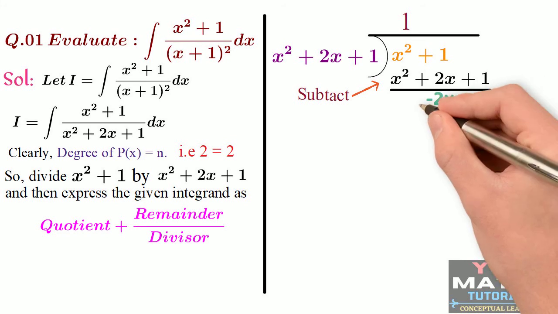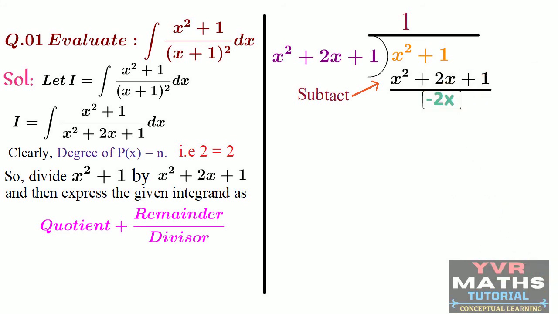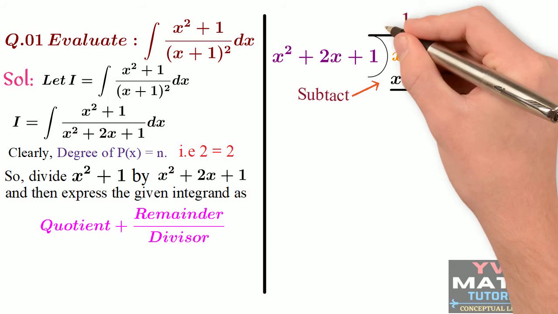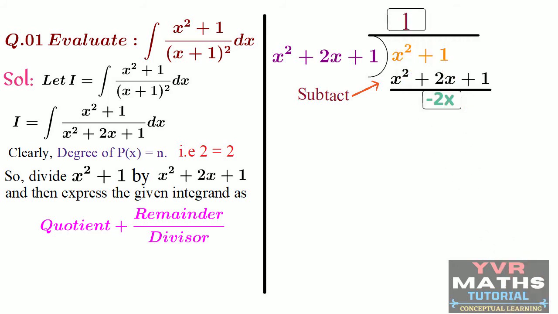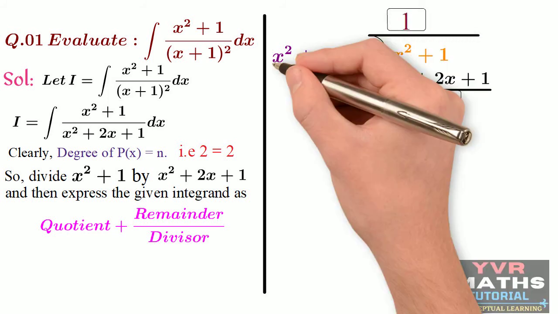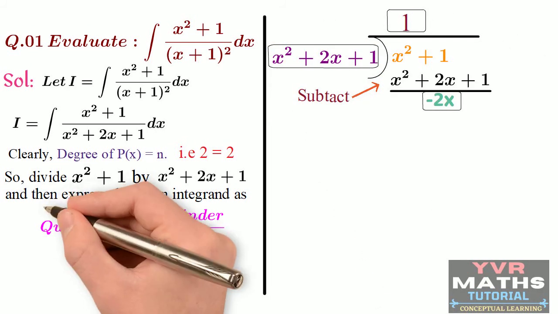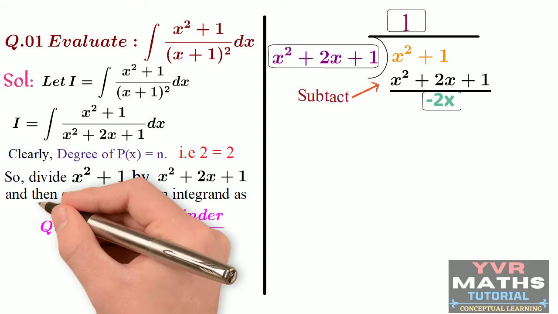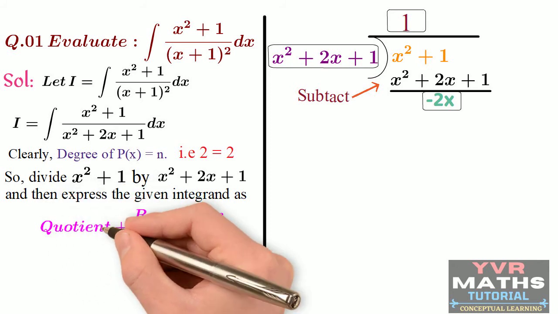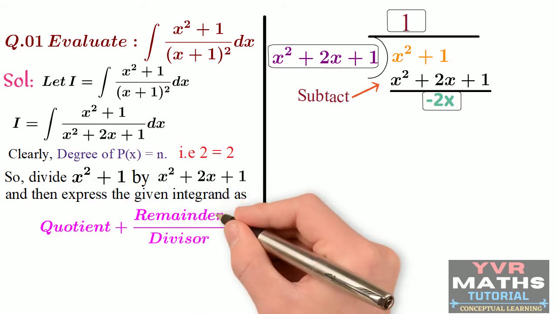So this minus 2x is called remainder and this 1 is called quotient. And this x square plus 2x plus 1 is called divisor. So as per given algorithm, the given fraction can be written as quotient plus remainder by divisor.